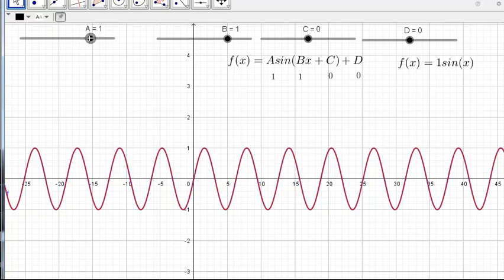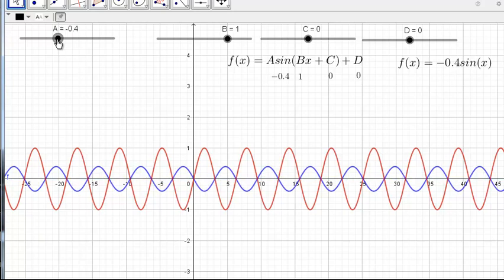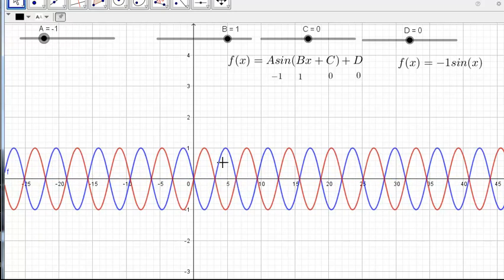Let's recall what happens if I make this value negative. So that's like multiplying this function by a -1. That causes the function to undergo a reflection about the x-axis. So I can make this -1. It has undergone a reflection. Right? So it went from being this way to now being this way.